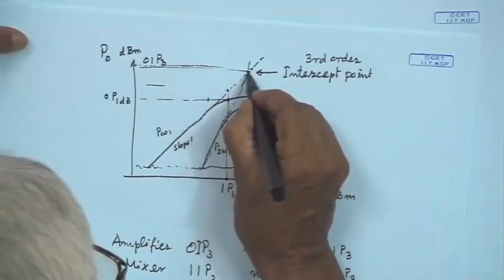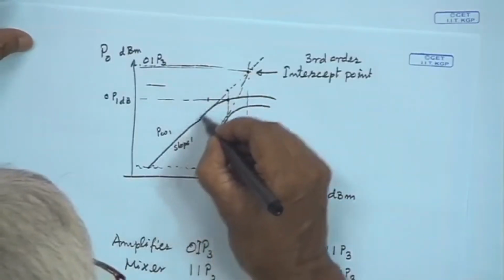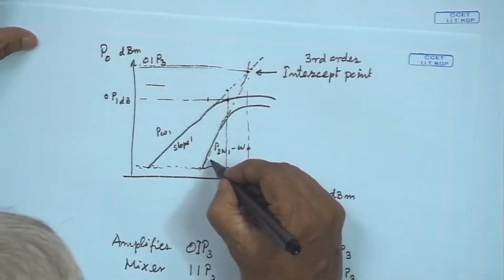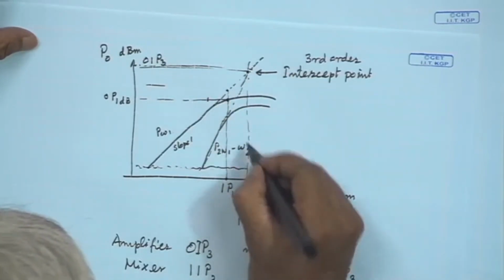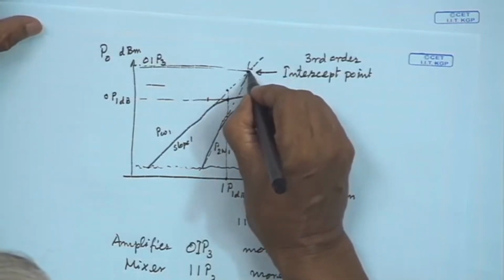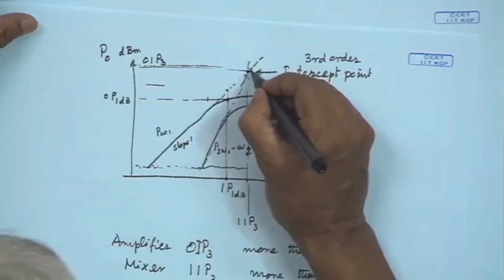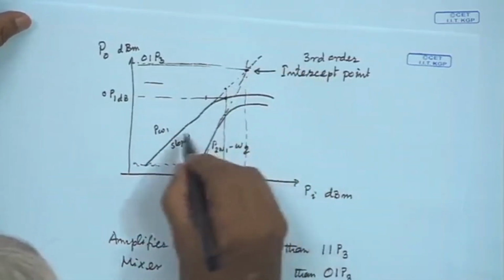Now, we have seen this is the intercept point where the continuation of p omega 1 and the continuation of p 2 omega 1 minus omega 2 meet. So, if we take the extension of this, this is the point where we can equate these two and find out the relation of that.